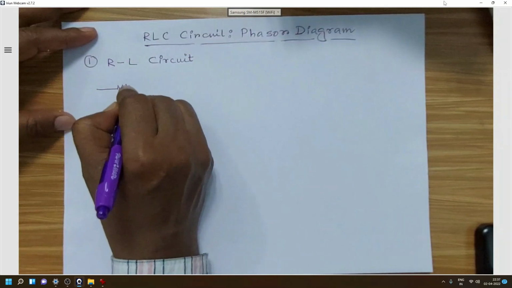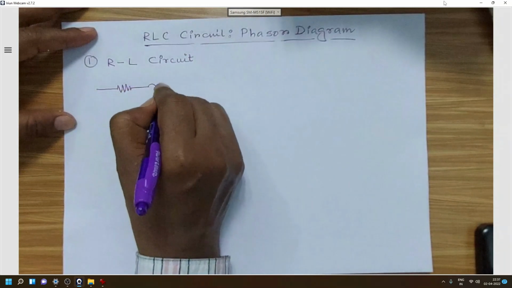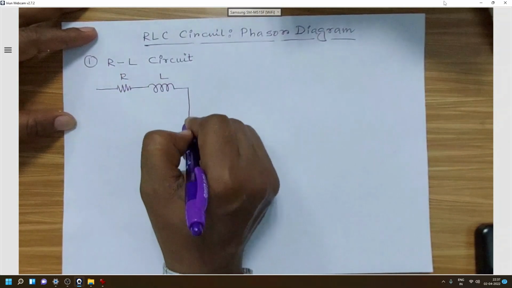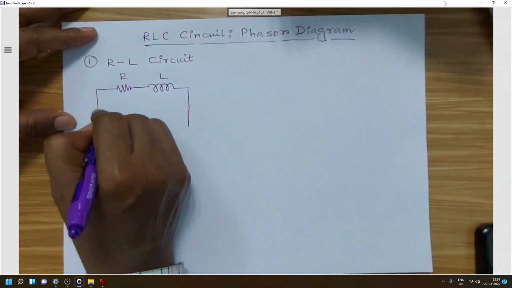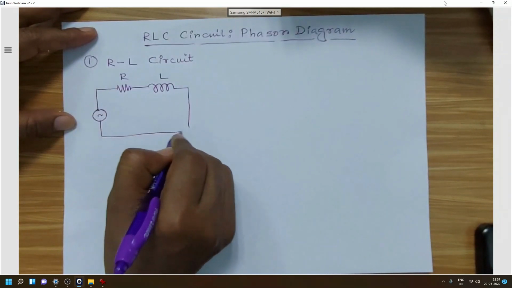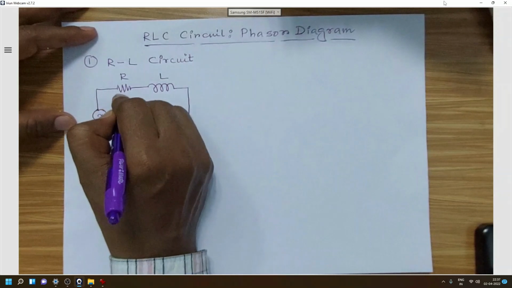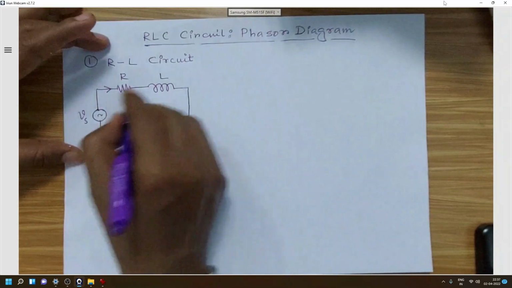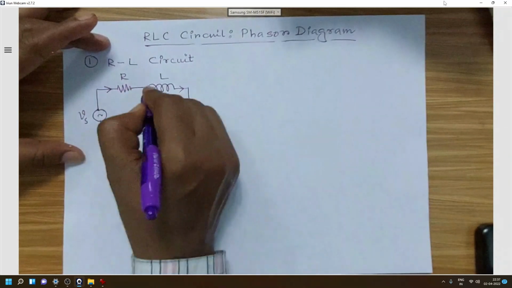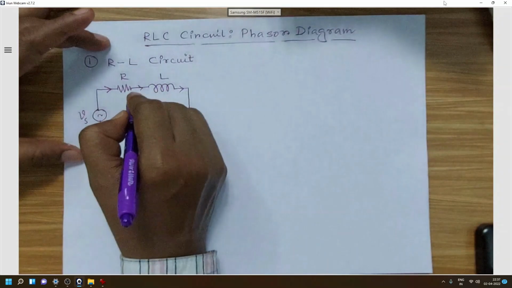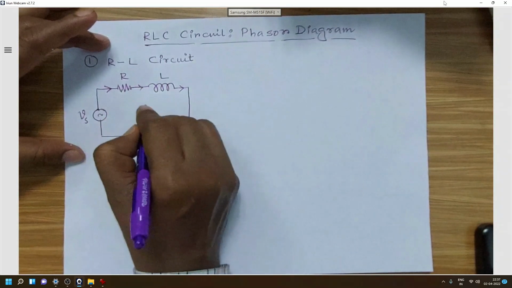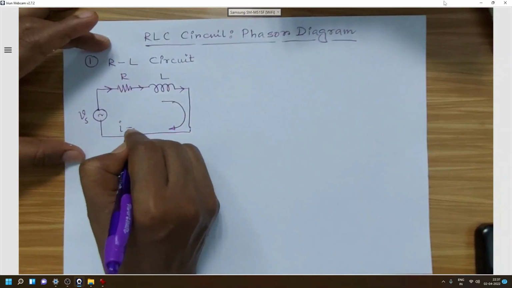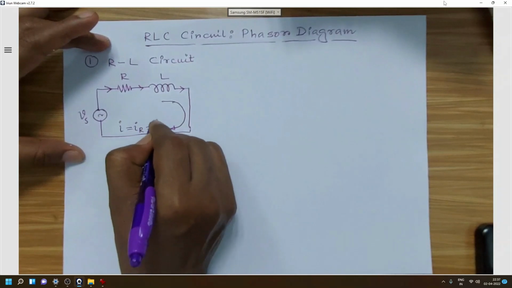So let us draw one RL circuit containing two elements, that is pure resistance R and pure inductance L, without any capacitive component in this circuit. The voltage will drive some current through the R and L, and those currents will be the same current because they are connected in series. So this current will be flowing in this direction, and that will be equal to I, equal to IR, equal to IL.